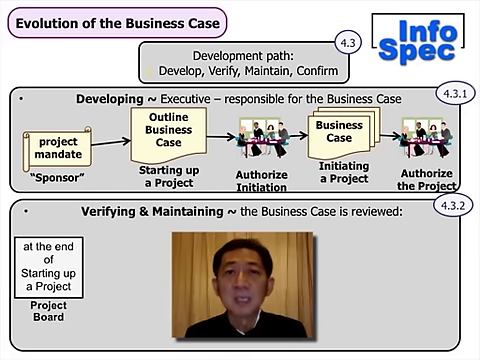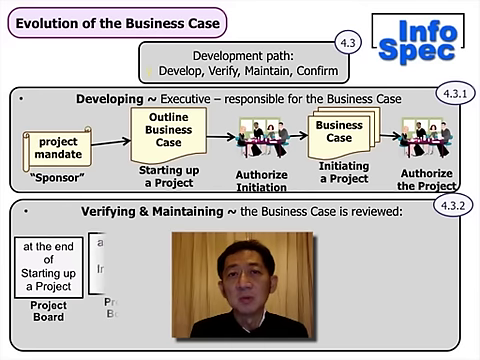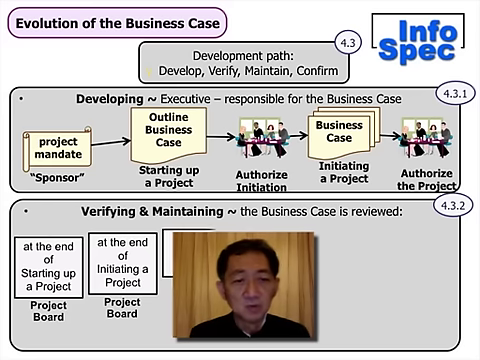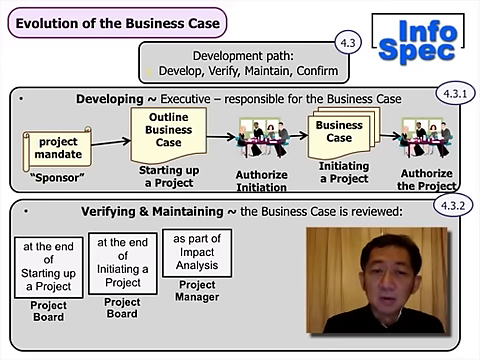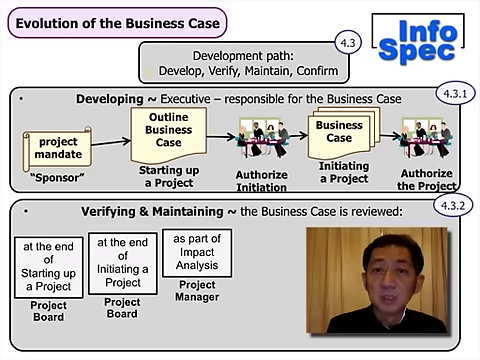And once the project proper has started, from the second stage onwards, where the specialist products are being produced, you'll find that the business case has to be verified and maintained throughout. It's reviewed at various points. So here again is a different way of looking at it. At the end of starting up a project, the project board approves it. At the end of initiating a project, just like in the row above, the project board would approve the main business case together with the rest of the documents in initiating a project.